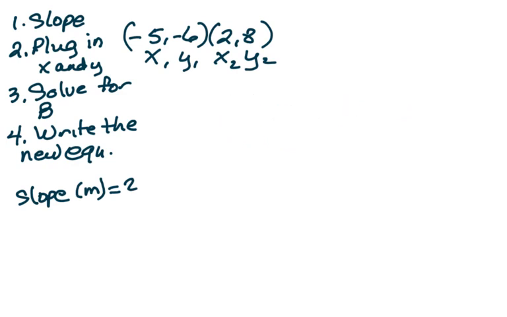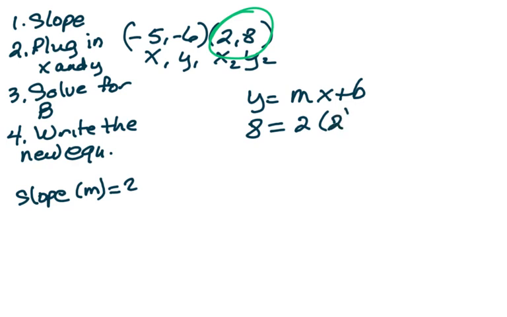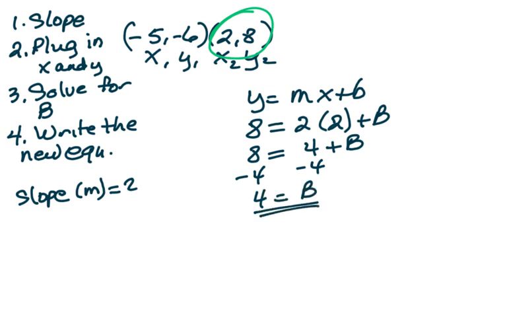All right? Now we have to choose 2 points. So I'm going to choose 2 and 8. It looks like the easiest to me. And I'm going to write it like this. Instead of y equals mx plus b, for the y, I'm going to put in 8. For the m, I'm going to put in 2. For the x, I'm putting in 2 plus b. So 8 equals 2 times 2 is 4 plus b, minus 4 on both sides. So 4 equals b. So the new b equals 4.